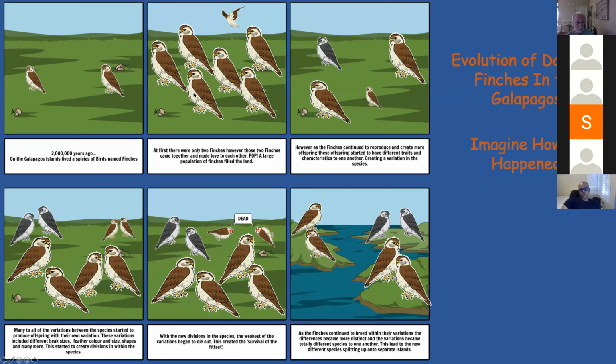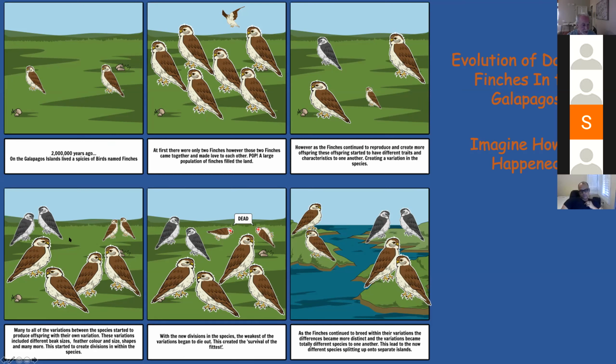So this is sort of a simplistic pictorial of the evolution of finches in the Galapagos. So if we start the upper left, 2 million years ago on the Galapagos lived birds named finches. At first there were only 2, but they mated and made a large population of finches. And as the population grew, variation crept in. So variation in size, variation in color, and in other characteristics.